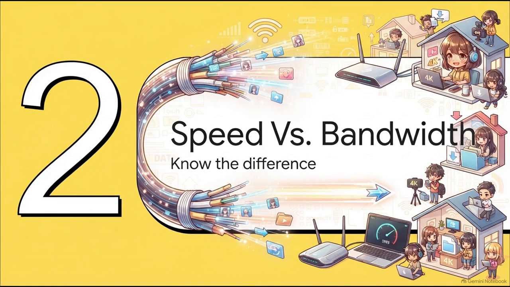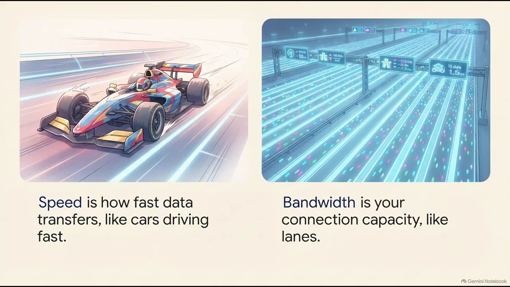Moving on to Section 2, speed versus bandwidth. People use these two terms interchangeably all the time, but they are entirely different things. Think of your network like a highway. Speed is basically how fast the cars are driving. That's your data transfer rate. Bandwidth, on the other hand, is the number of lanes available on that highway, which is your connection capacity.